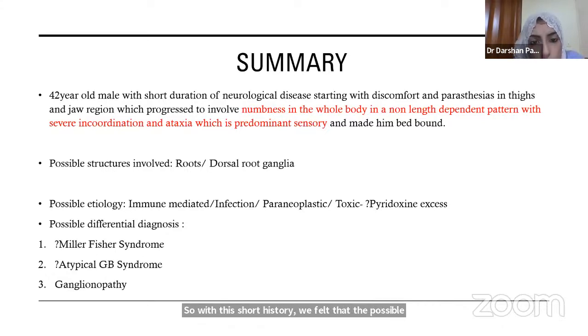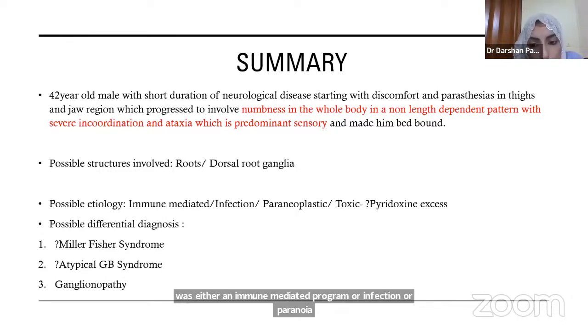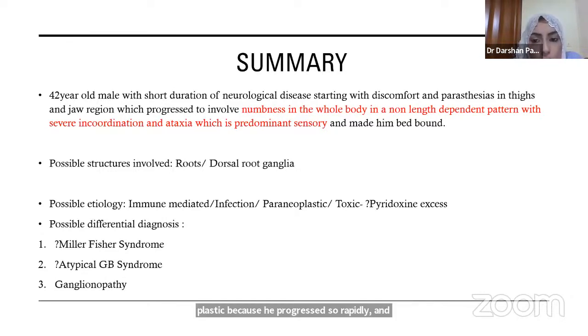So with this short history, we felt that the possible structures involved are either the root or the dorsal root ganglia. The possible etiologies we kept in mind at this point were an immune-mediated process, infection, or paraneoplastic because he progressed so rapidly. We also thought of toxic causes like pyridoxine excess because he was on so many supplements, and pyridoxine excess can sometimes cause a presentation like this. The differentials we kept in mind were maybe Miller-Fisher syndrome, some type of GB syndrome, or a ganglionopathy.